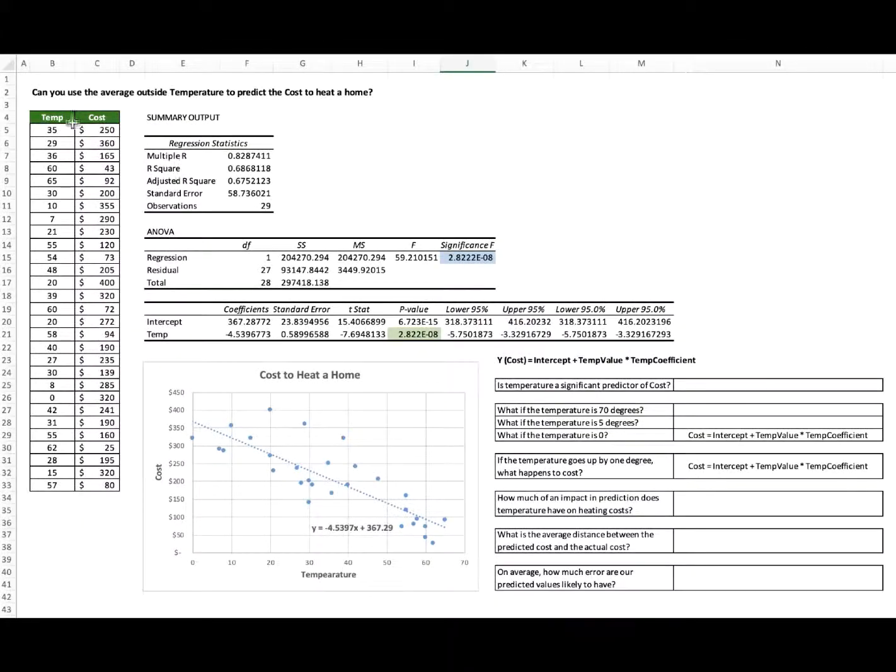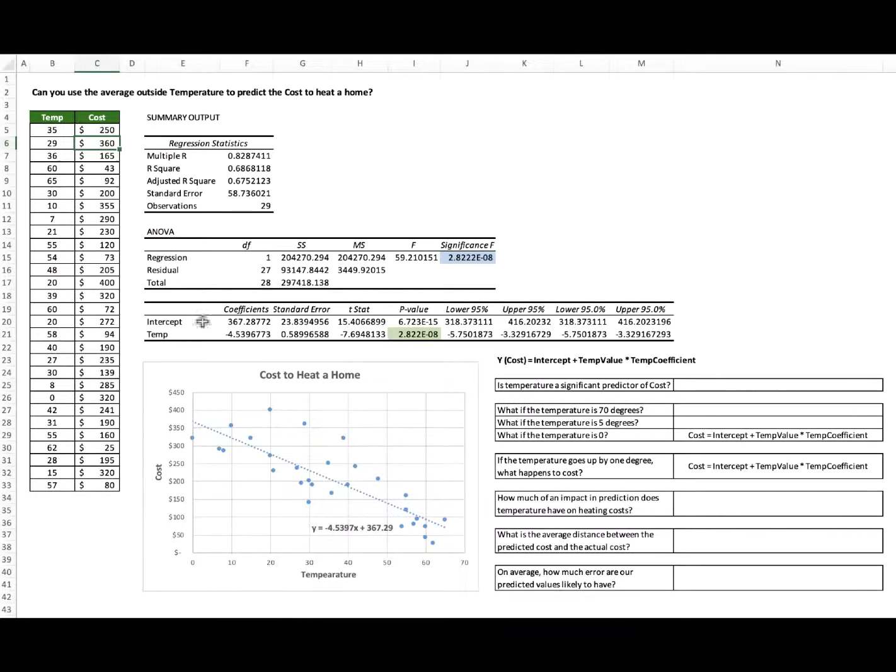In this tab, we have temperature and cost data. And the question is asking us, can you use the average outside temperature to predict the cost to heat a home? Anytime you see predict, you know you're running regression. So we're trying to find out if we can use the temperature to predict the cost to heat the home.